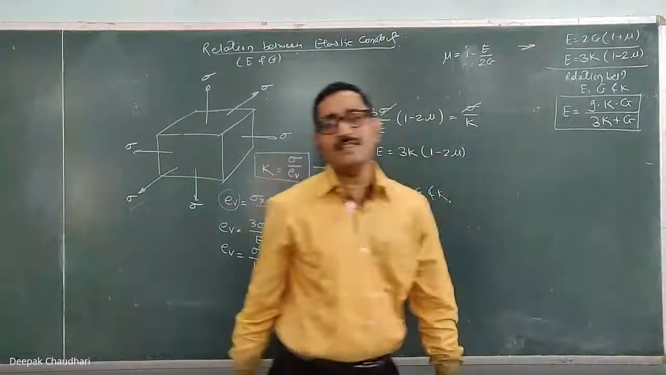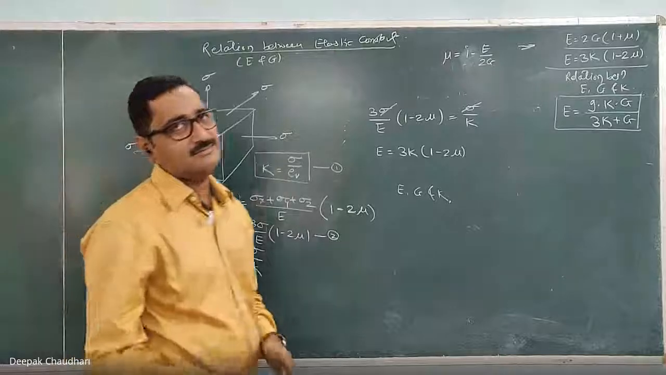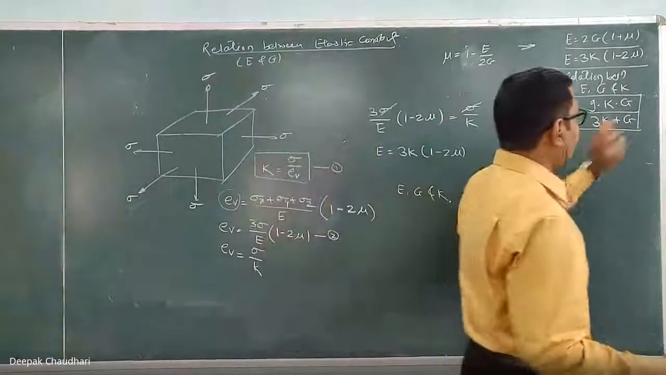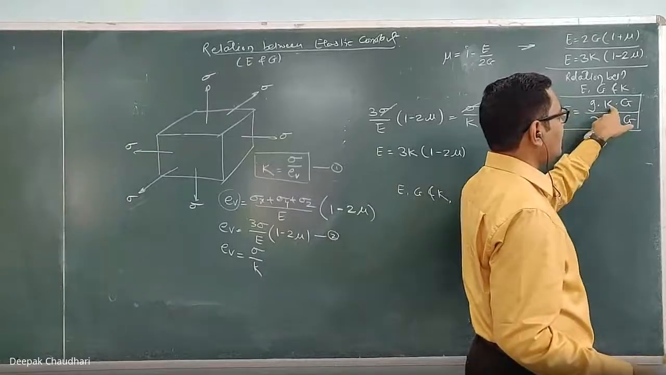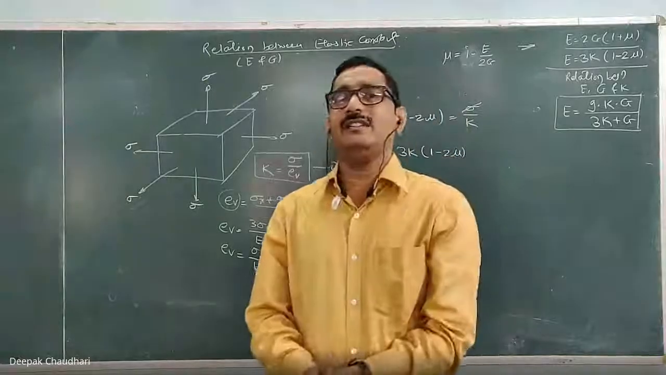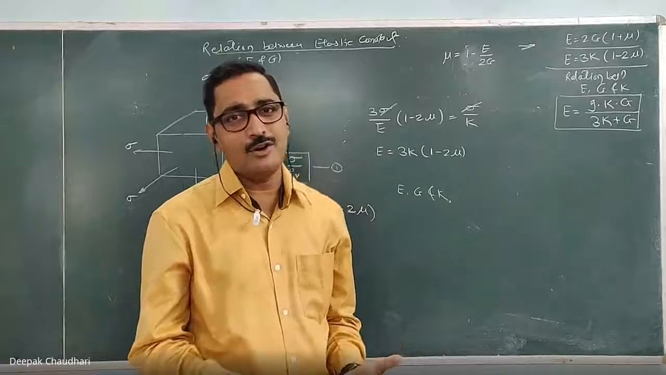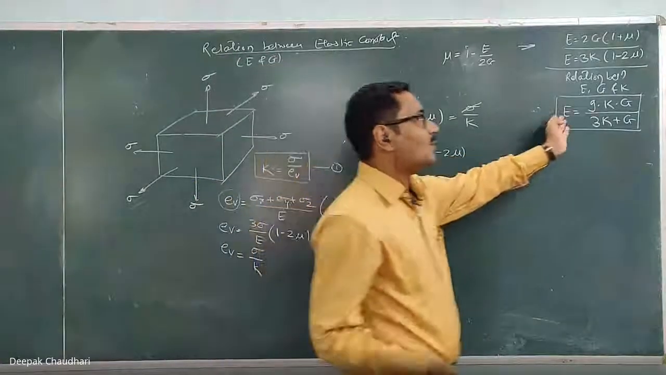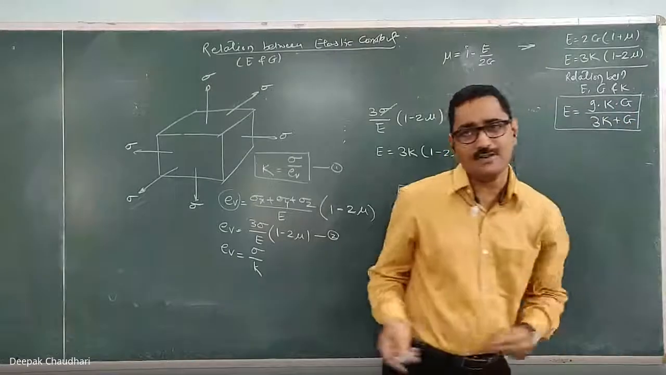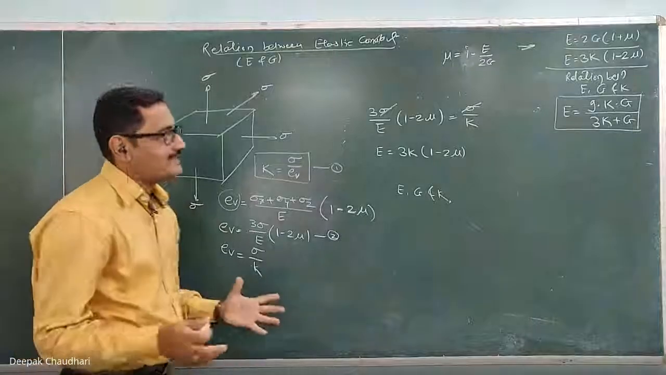Remember, you have to remember all these formulas for solving the sums, because every time we cannot derive. So the relation between E, G and K is E equal to 9 into K into G upon 3K plus G for any one single material. For the same material, the relation between the three moduli, modulus of elasticity, modulus of rigidity and bulk modulus, is given by this formula. Understood? This was the last part of this lesson.